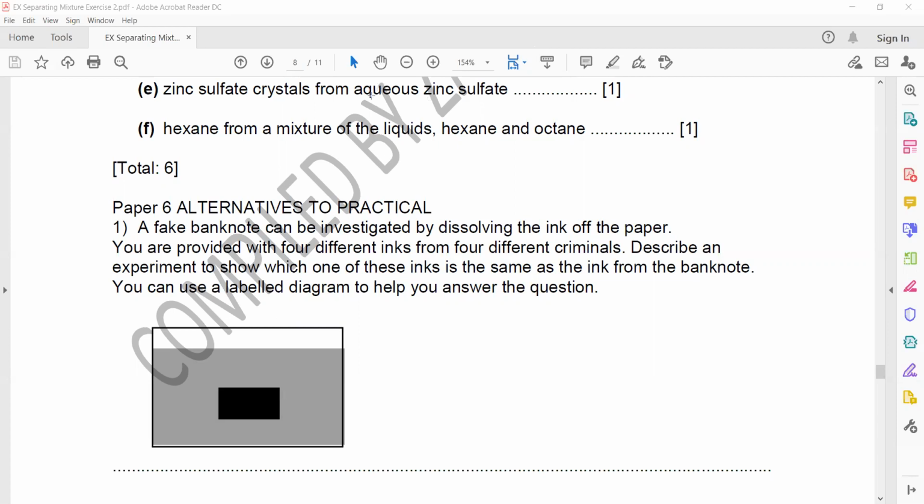Supply the heat energy. When you heat this banknote, what will happen? The color is extracted from the banknote. Then you want to identify, say you have 4 samples of ink from 4 different criminals, and you want to find which one has the ink that belongs to this fake banknote. So what you can do is use chromatography.